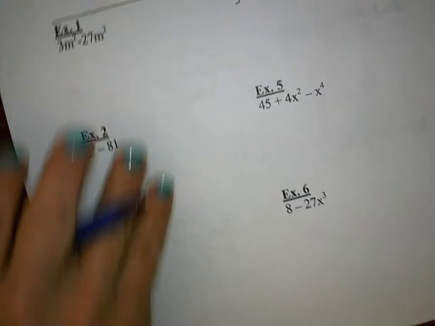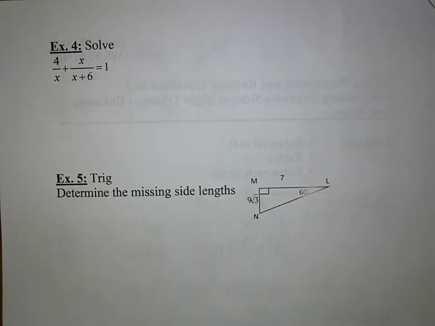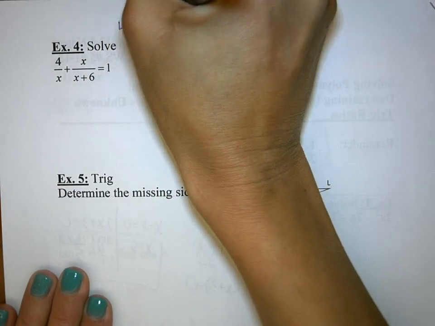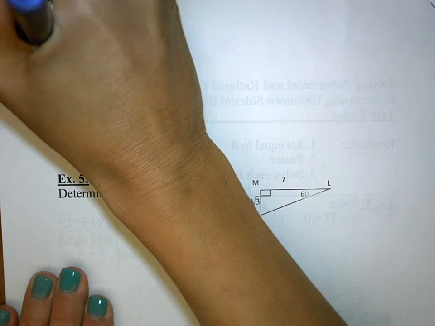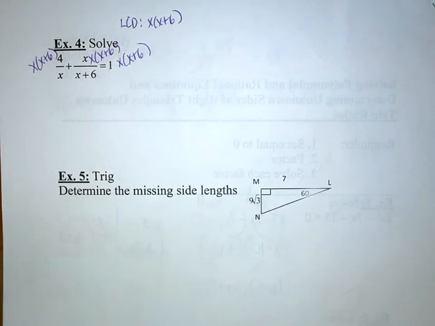Okay, let's move on. What do you think you would do first on example 4? Very good, get rid of the fractions. And in order to get rid of the fractions, we need to multiply by the least common denominator. What would be my LCD on this problem? Very good. So my LCD is x times x plus 6. So I'm writing that to every problem, or every term.